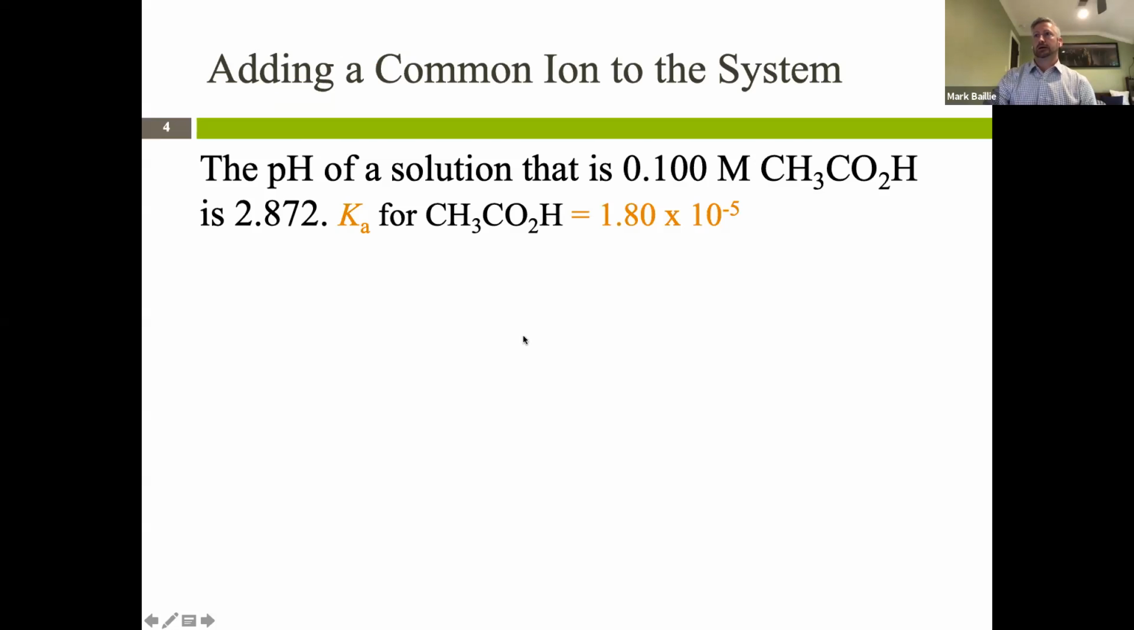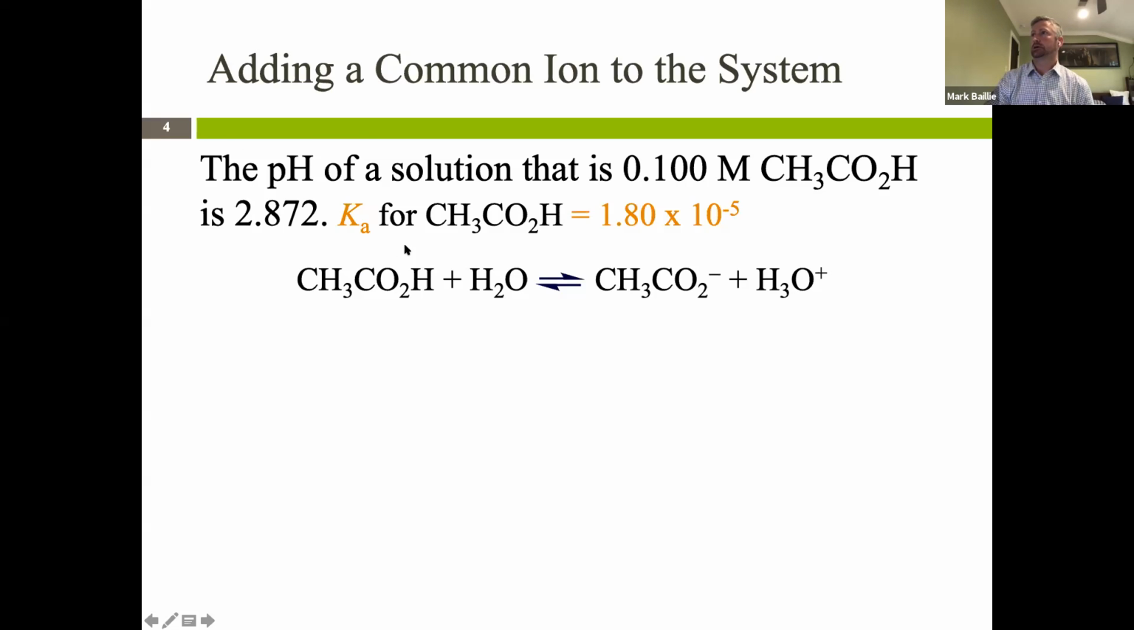Okay. So our pH is 2.872. We have a solution of acetic acid. It's pretty simple. So now what we're going to do is add a common ion to the solution. Common ion means in our ice table, we have an ion on the right side that shares a conjugate acid-base pair with the initial weak acid that we had.